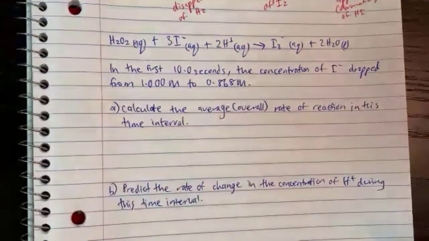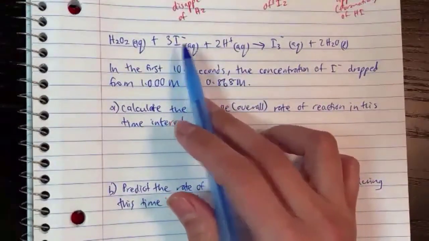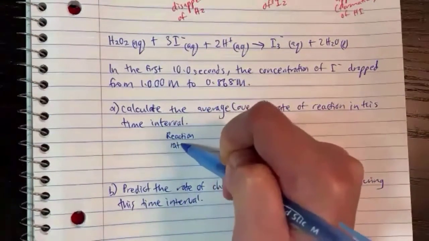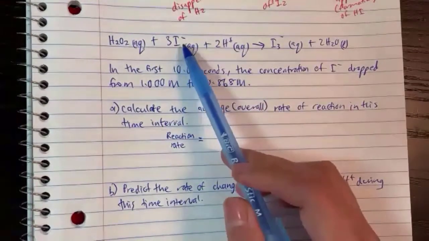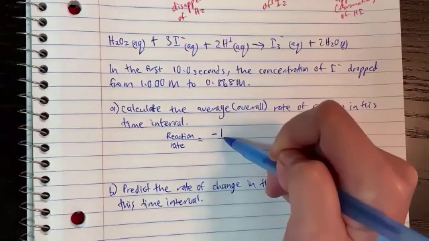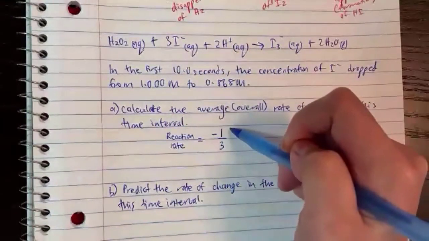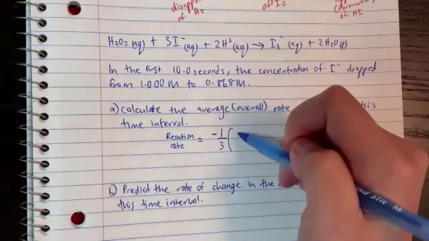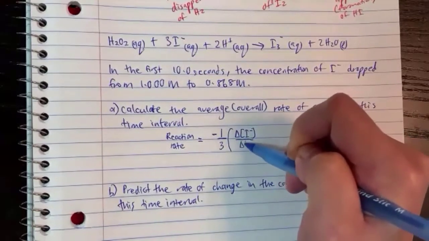Okay, so if I had to write a formula for I negative, based on this, we would say reaction rate equals, do we put a negative sign or a positive sign for this one? We're going to do negative, very good. And then it's 1 over what's the coefficient? 3. Okay, and then in the bracket, the rate of disappearance of I negative, which is the change in concentration of I negative over the change in time.